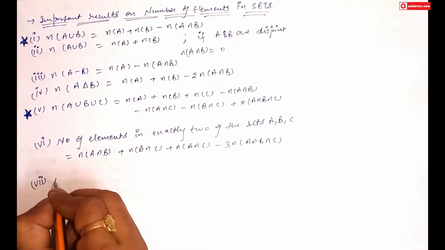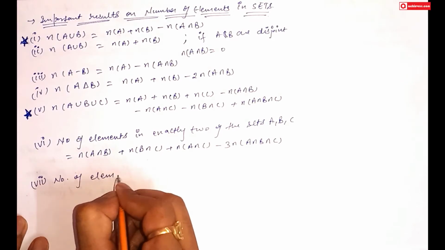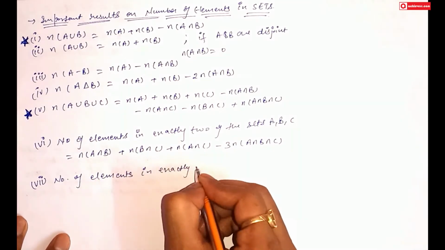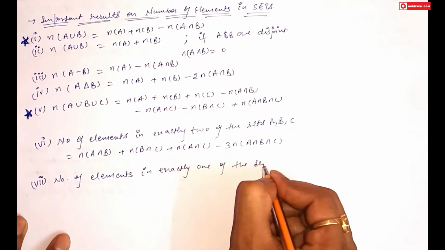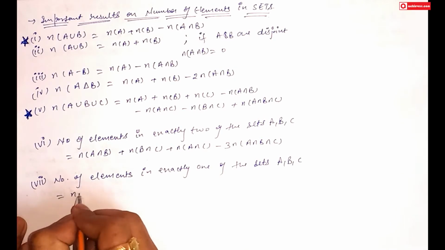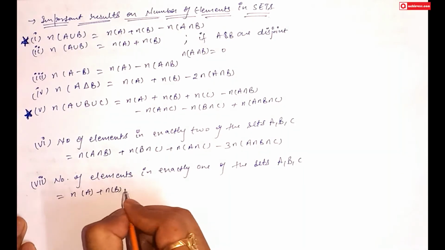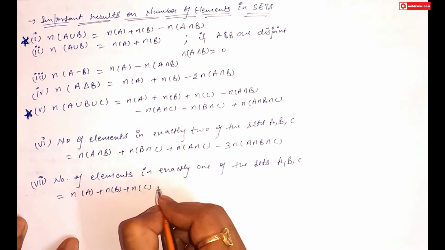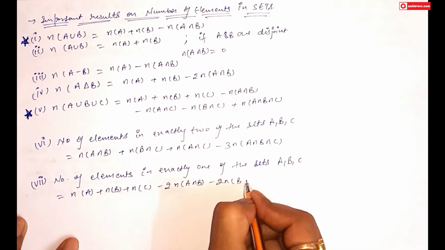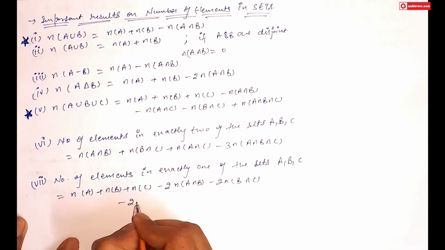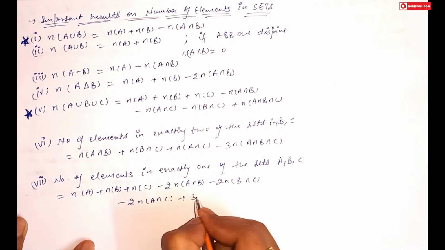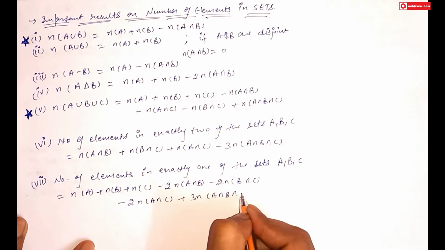Seventh is number of elements in exactly one of the sets A, B, C. That is equal to n of A plus n of B plus n of C minus 2 n of A intersection B minus 2 n of B intersection C minus 2 n of A intersection C plus 3 times n of A intersection B intersection C.